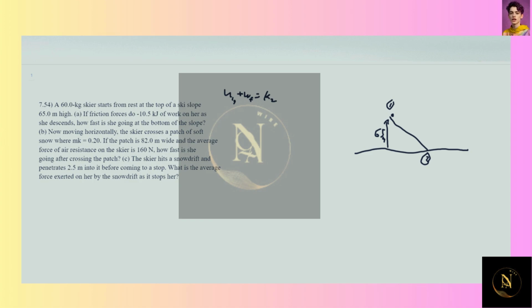So now we just need to plug in what we know, and we'll find what the speed is at the bottom. So we have U1 is 60 times G times 65 meters. And then we have work due to friction is equal to negative 10500 joules. And then K2 is just going to be 1/2 mv squared.